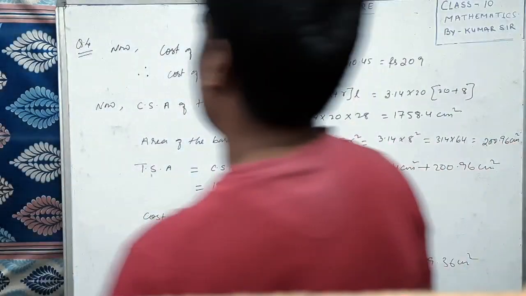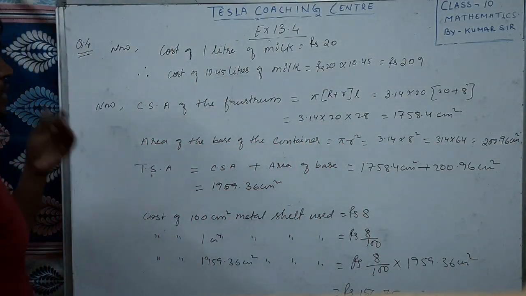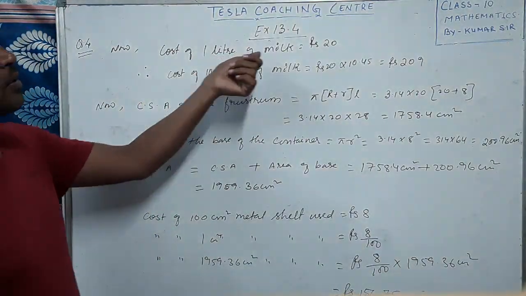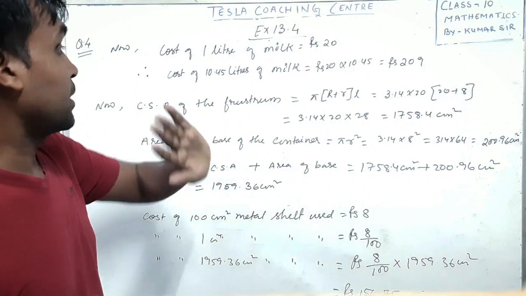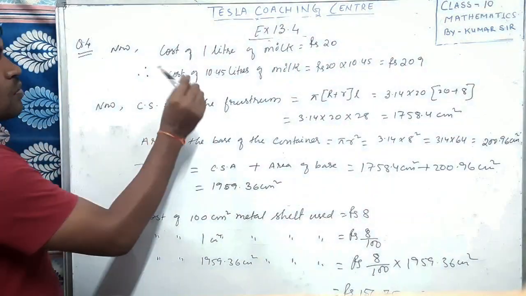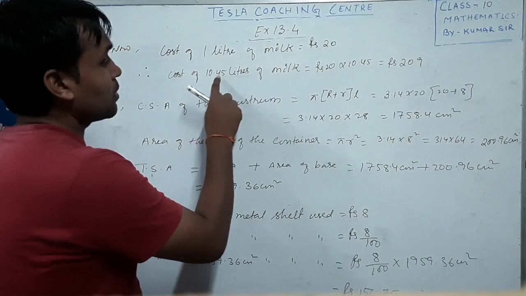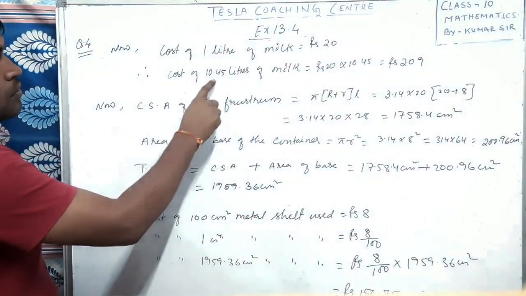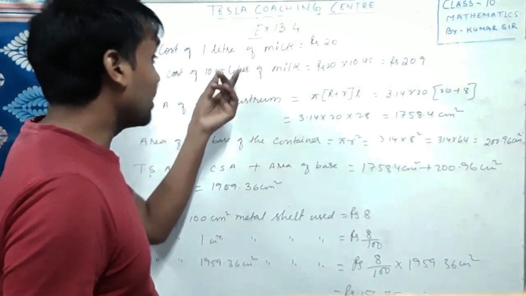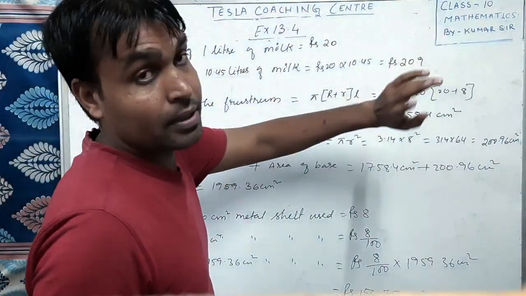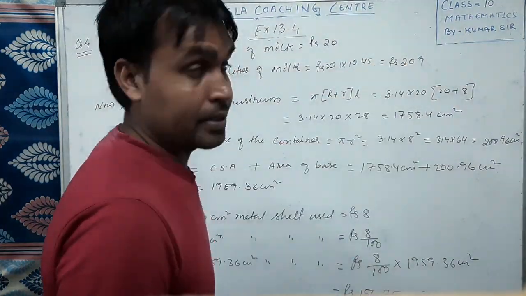Okay, so now the second half of the question is: the cost of 1 liter of milk is how much? It is given as 20 rupees. Therefore, the cost of the total quantity of milk, which was 10.45 liters, equals 20 into 10.45. If you multiply, you will get 209 rupees, okay.